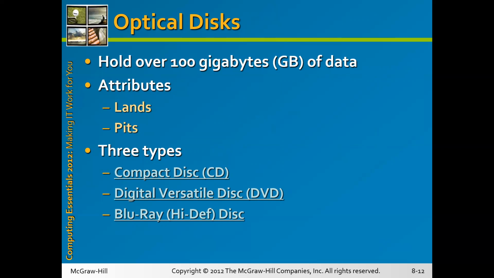Optical discs come in many different sizes. The most common size is 4 3/4 inches, and it is stored in a protective case called a jewel box. Optical discs generally come in three types: compact discs, also known as CD, digital versatile discs, abbreviated as DVD, and Blu-ray discs, also called high-definition discs.